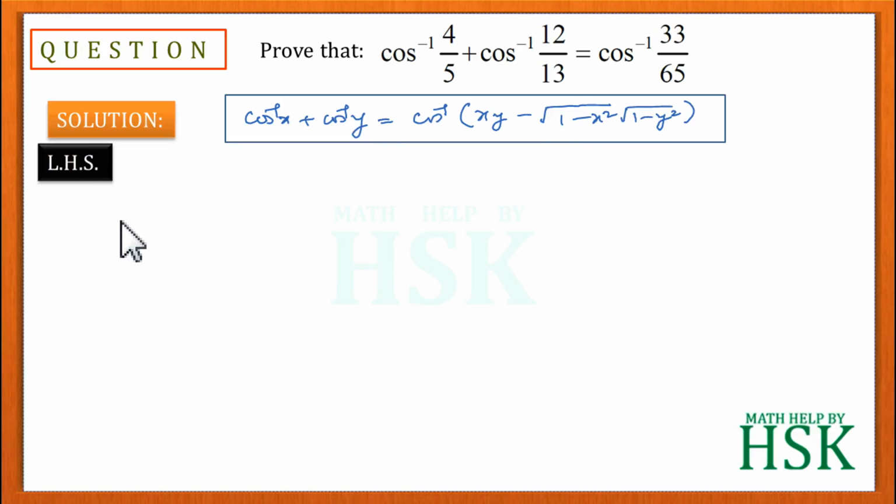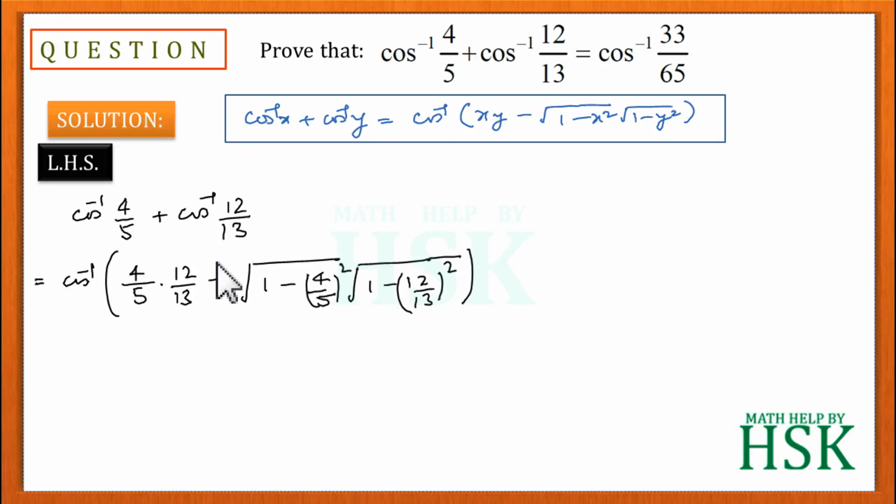Now, taking the left hand side, I've been given cos inverse of 4 by 5 plus cos inverse of 12 by 13 and applying this formula, placing x as equal to 4 by 5 and y as equal to 12 by 13, I can write this as equal to xy, 4 by 5 into 12 by 13, minus square root of 1 minus 4 by 5 whole square, square root of 1 minus 12 by 13 whole square.